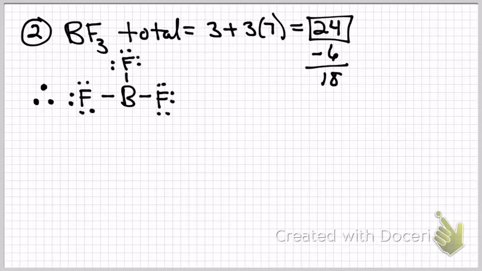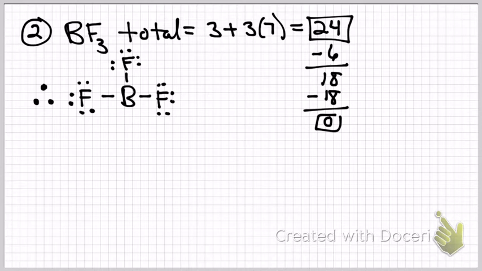I go to each of the fluorines and give them 6 apiece, so they end up with their octet. I have none left. I go to the boron in the center, and I see it has 6 electrons from those 3 pairs. We do not have an octet, but again, boron is one of the exceptions that is allowed, and so this is the correct Lewis dot structure.